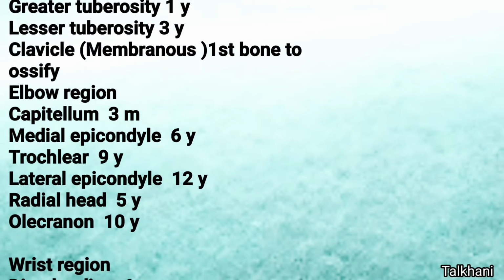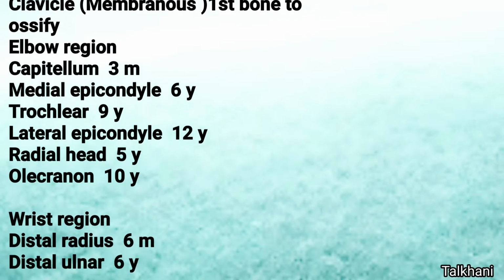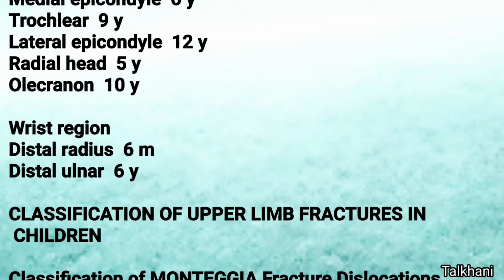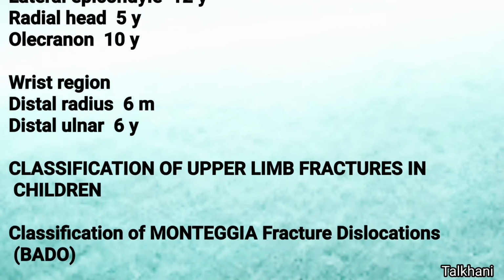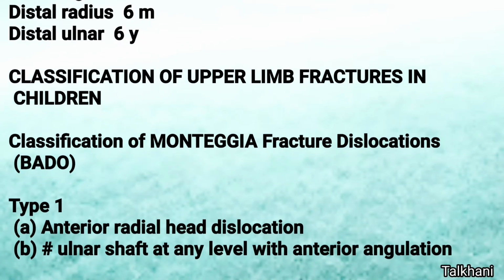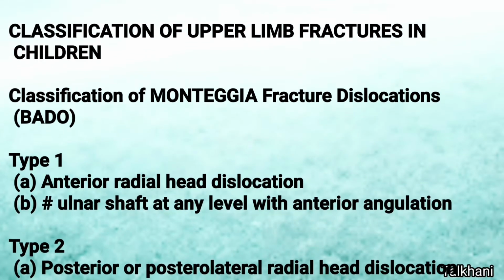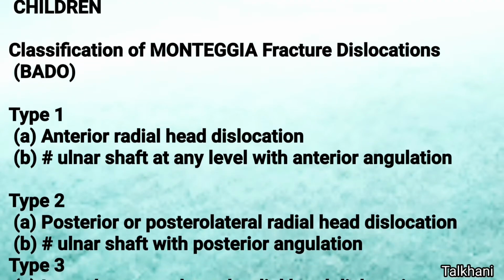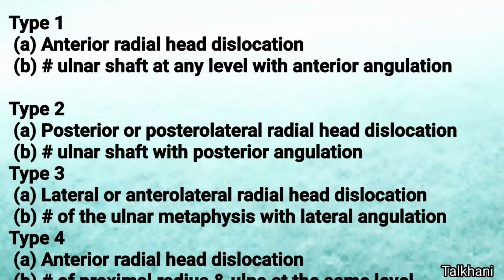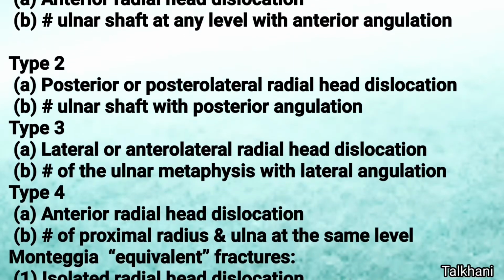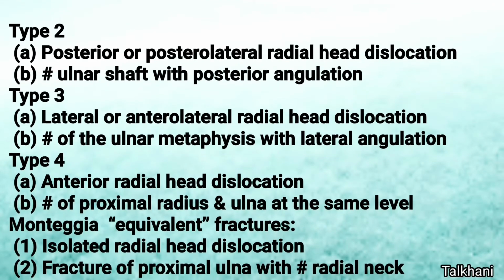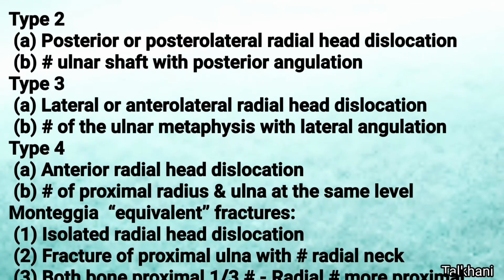Monteggia fracture dislocations are classified by Bado into type 1 to type 4, and have 2 components to each type. Type 1: A, anterior dislocation of radius, and B, anterior angulation or fracture of proximal or middle third of ulna. Type 2: A, posterior dislocation of the radius, and B, posterior angulation or fracture of the proximal or mid third of ulna.